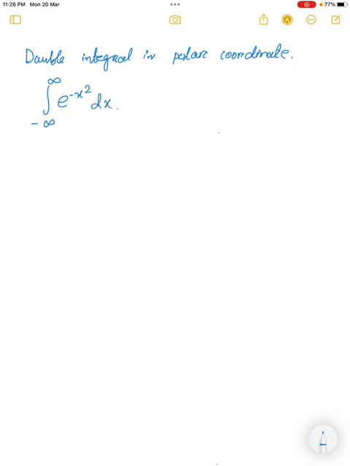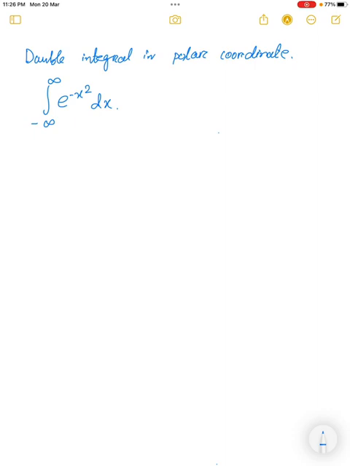Hello everyone. So today we will learn double integral in polar coordinate. Okay, double integral in polar coordinate. Also we will see how we can evaluate this integral using double integral. Okay, so before going to the double integral in polar coordinate, let's see.